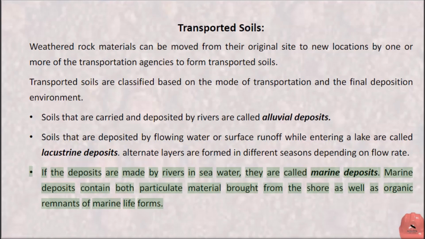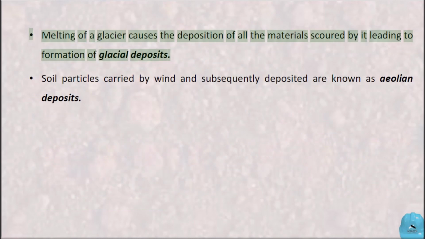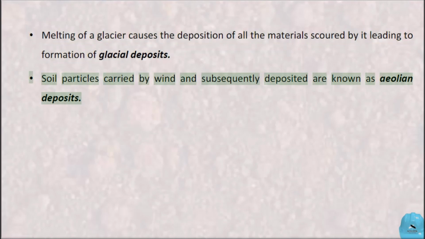If the deposits are made by rivers in sea water, they are called marine deposits. Marine deposits contain both particulate material brought from the shore as well as organic remnants of marine life forms. Melting of a glacier causes the deposition of all the materials scoured by it, leading to formation of glacial deposits. Soil particles carried by wind and subsequently deposited are known as aeolian deposits.